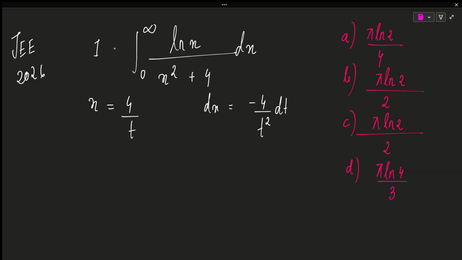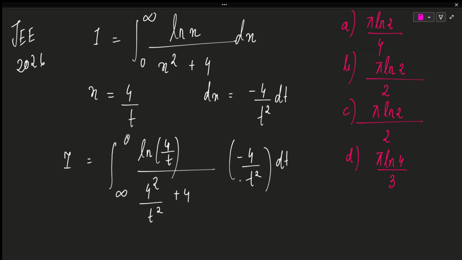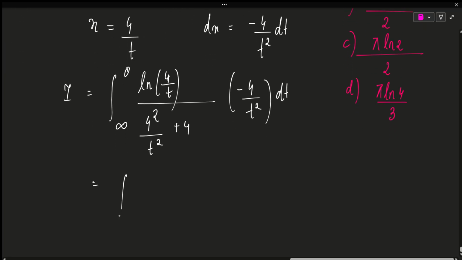So if you let this as I, what will I become? This will be from infinity to 0. This is ln of 4 by t, and x square will be what? x square will be 4 square upon t square, plus 4. Then dx is minus 4 by t square dt. Over here, this becomes infinity to 0, and I'm going to get ln of 4 minus ln of t.